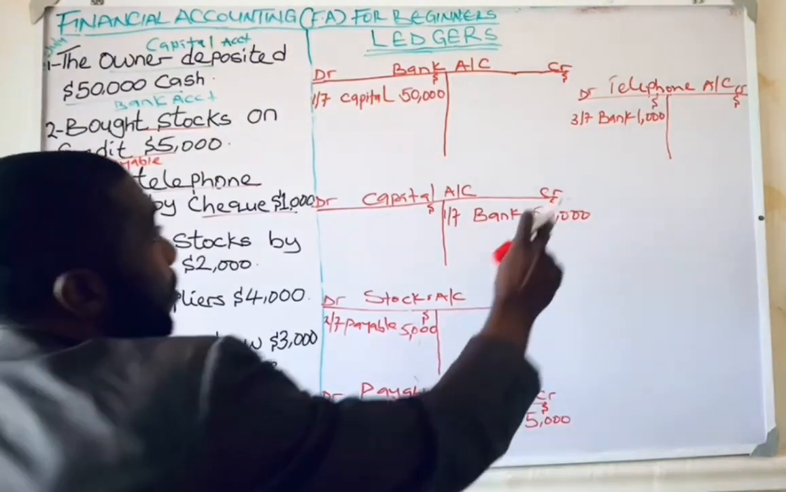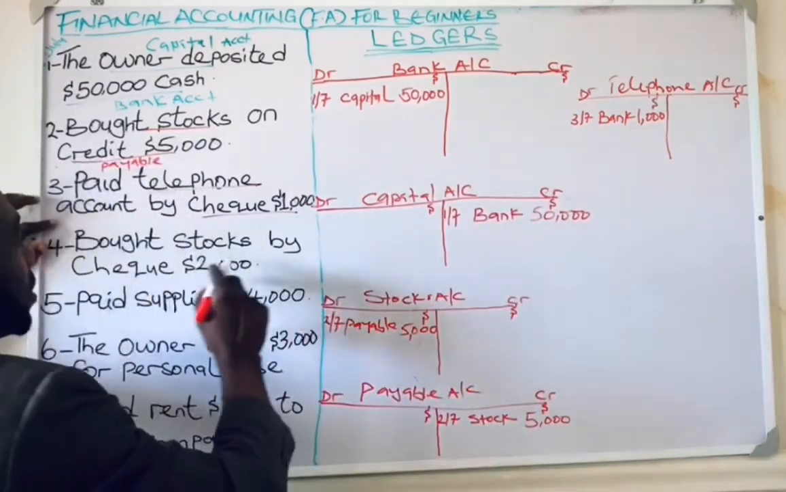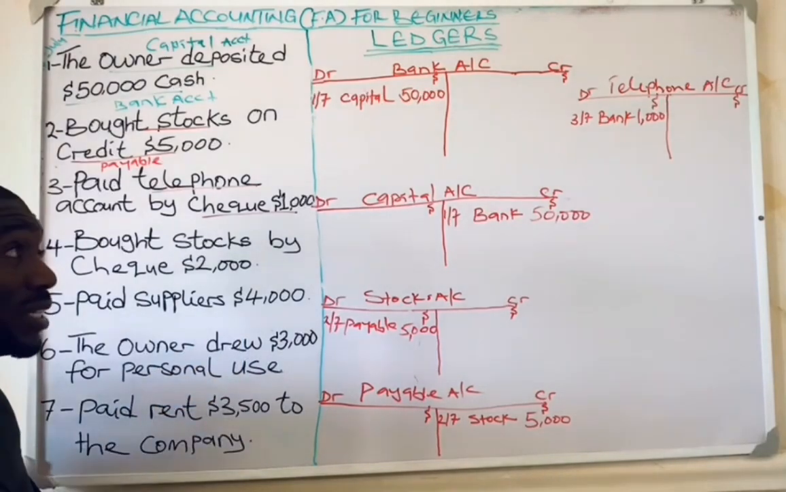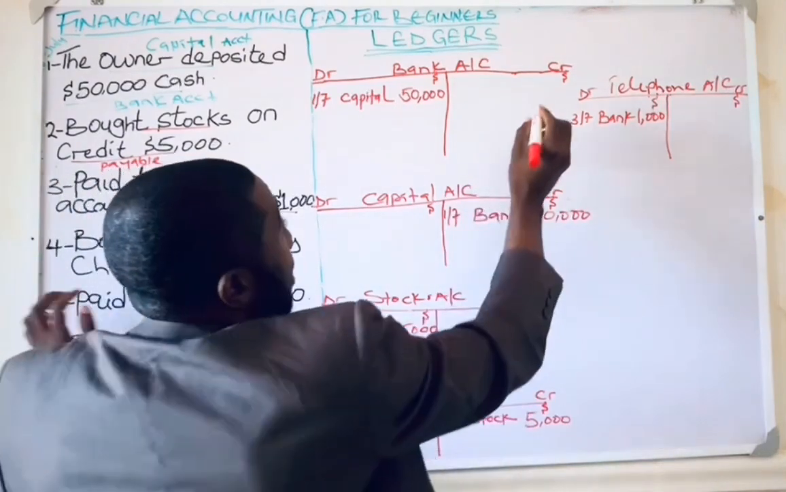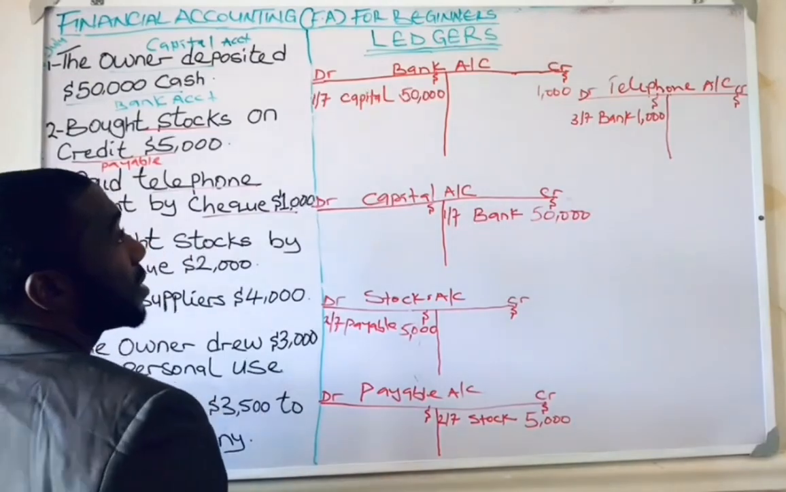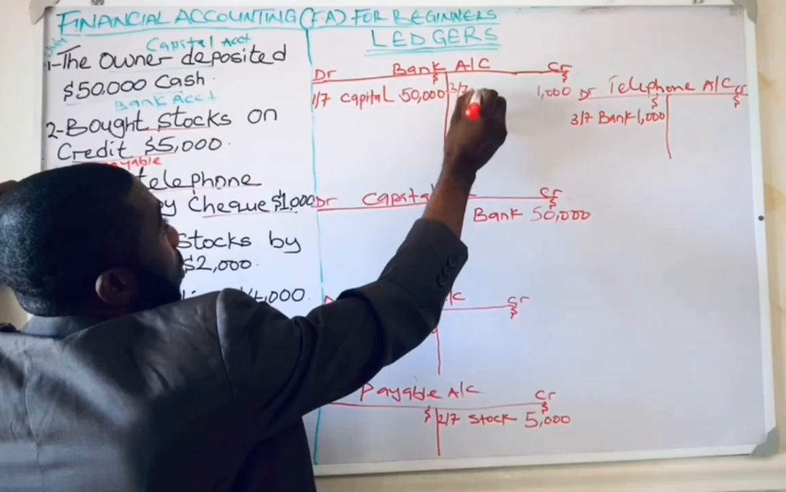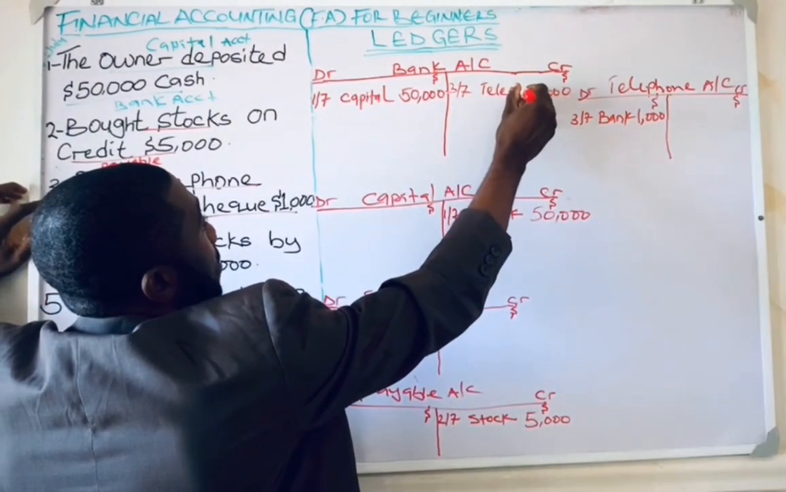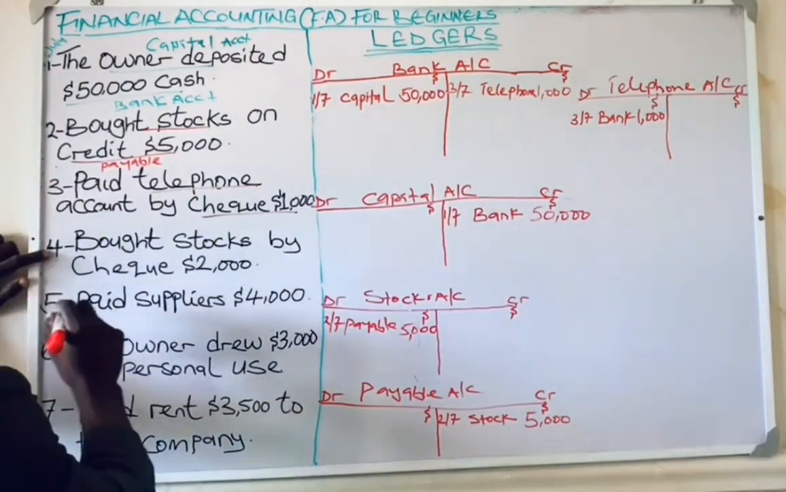Since we already have our bank account, you come to your bank and you credit, since we are paying using the bank account. The balance of your bank account, which is $50,000, is reducing by $1,000. We pay $1,000 on the 3rd of July to telephone. Very simple.